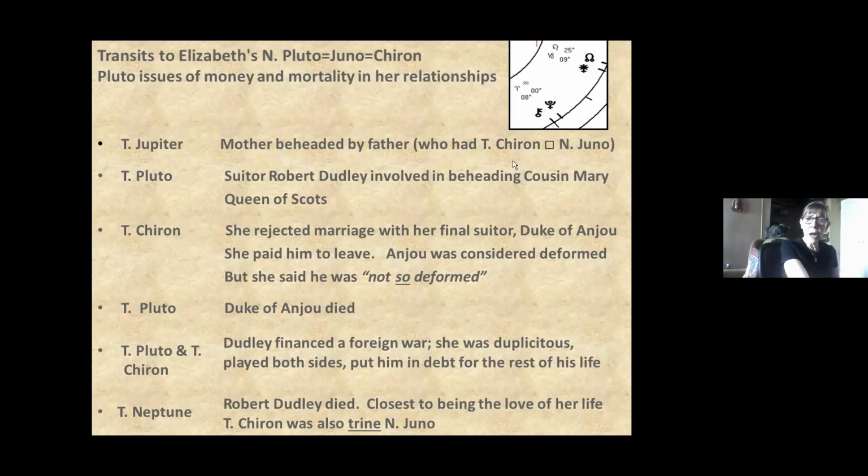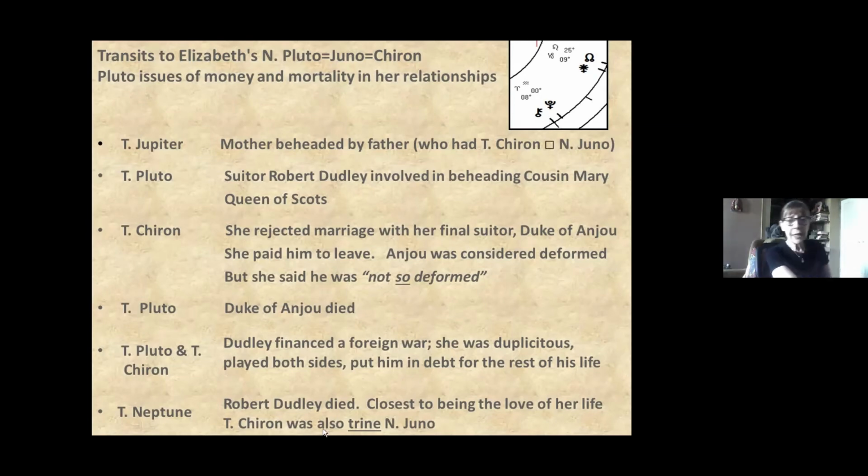When transiting Chiron triggered the symbolism, she rejected marriage. She actually paid him to leave. When transiting Pluto triggered the symbolism, one of her suitors died. When transiting Pluto again triggered the symbolism, her boyfriend financed a foreign war. She was duplicitous with him. It put him in debt for the rest of his life. That was transiting Pluto and transiting Chiron triggering her symbolism.